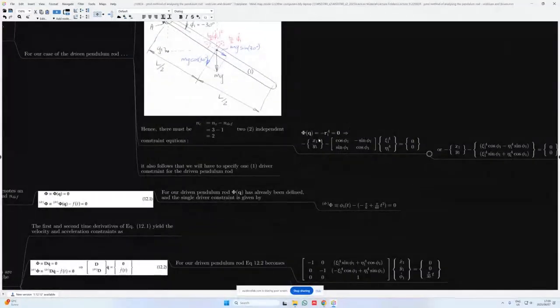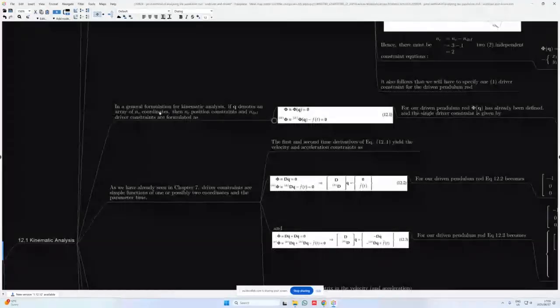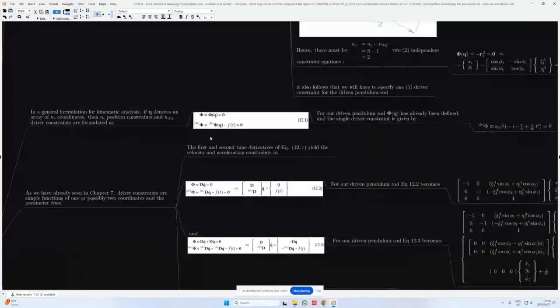But after we've now defined the constraint equations related to the revolute joint, it also follows that we will have to specify one driver constraint for the driven pendulum rod. And to better understand this, we can look at a general formulation for the kinematic analysis, where Q denotes an array of NV coordinates, then NC position constraints, and NDOF driver constraints are formulated. What we essentially do over here is we break up our constraint equations. So we have constraint equations which are related to joints.